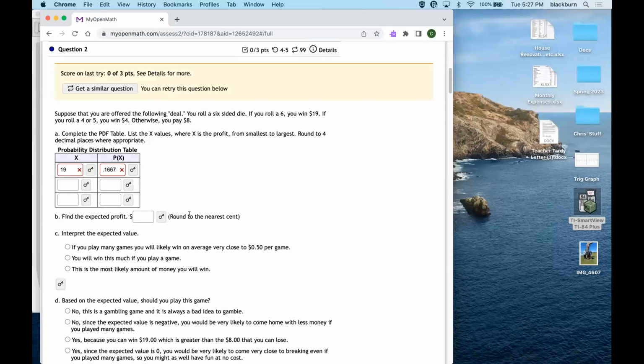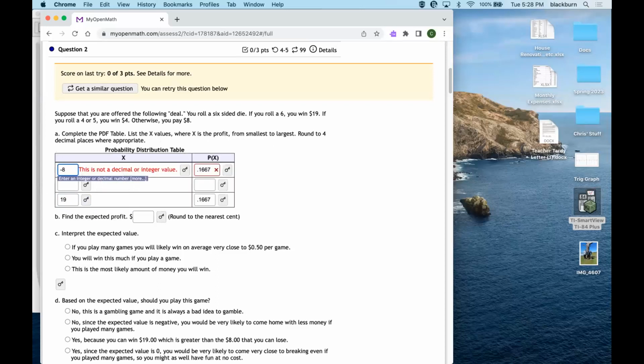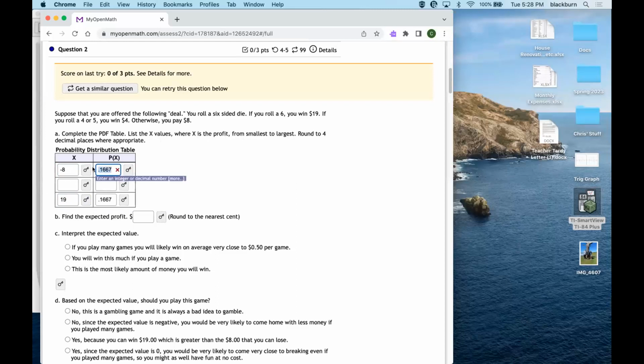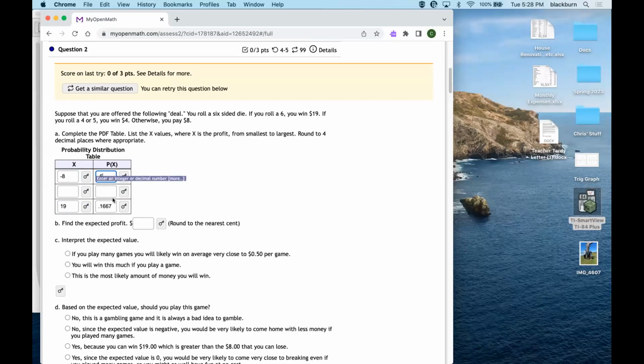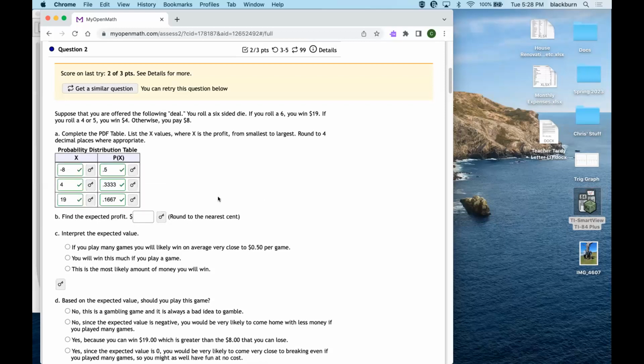Now, I ran into this mistake before. I believe I didn't read the directions. It says list the X values where X is the profit from smallest to largest. So obviously the largest X value is going to be 19 with a probability of 0.1667. I'm going to lose $8, so -8, and I'm going to lose that amount if I roll a 1, 2, or 3. So that happens 50% of the time. And then I'm going to win $4 if I roll a 4 or a 5. That's 2 out of 6, so 0.3333. And there we go. We got it right. Okay.